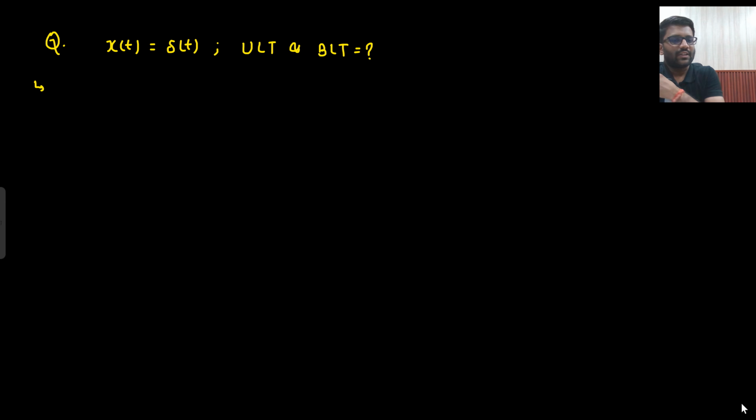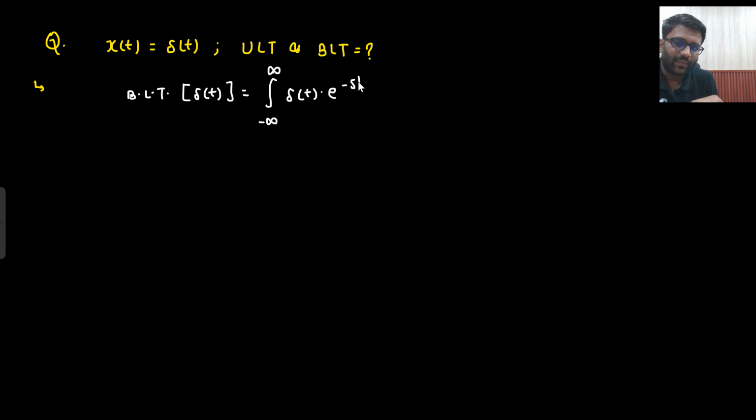x(t) equals delta(t). What is the unilateral and bilateral Laplace transform? So for the bilateral Laplace transform of delta(t), just simply apply the formula: integral from minus infinity to infinity of delta(t) e to the power minus st dt. So t equals 0 goes here, minus infinity to infinity delta(t) dt, that is 1.